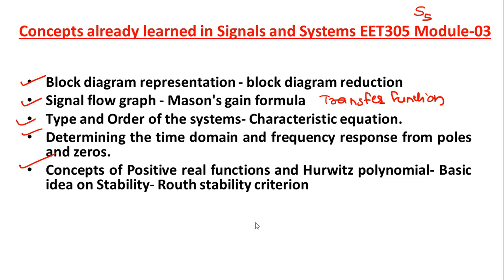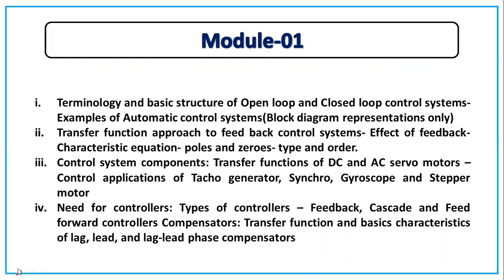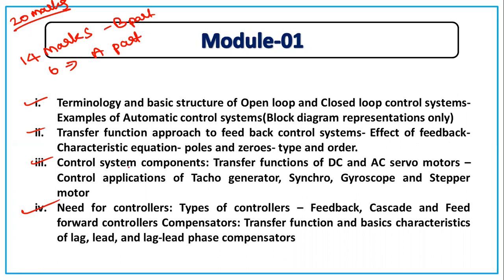Okay, so now let's start module 1. If you check the syllabus, you can see that module 1 has 4 parts. If you see 1.1, 1.2, 1.3, 1.4, it is divided into 4 parts, and you know that there will be 14 marks. Right? No, sorry, 20 marks. Total 20 marks, and 40 marks from B part and 6 marks from A part, right? B part and A part. So that is module 1.